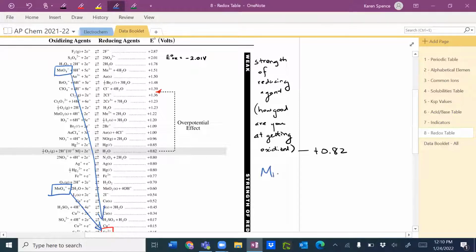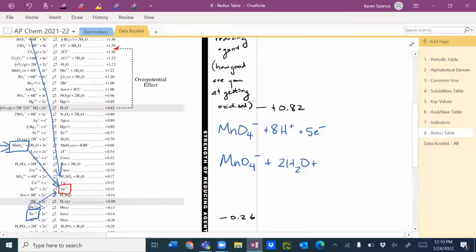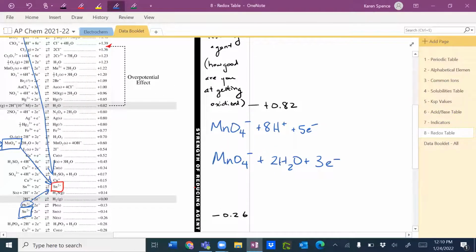The one at the top says MnO4 minus plus 8H plus 5 electrons. I'm not going to write the products because it's just too much trouble. The one at the bottom says MnO4 minus plus 2H2O plus 3e minus. And so the difference between these two is that the one that's up higher, we would have to specify acidified.